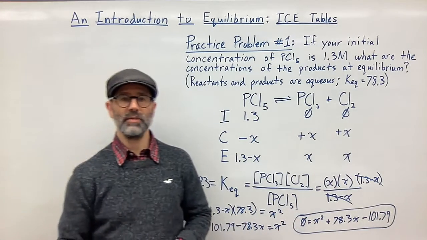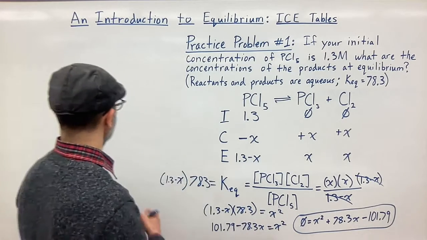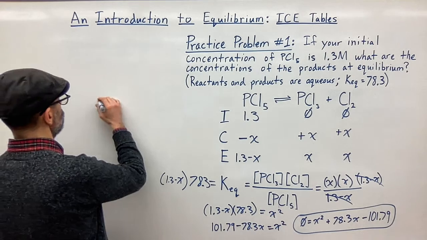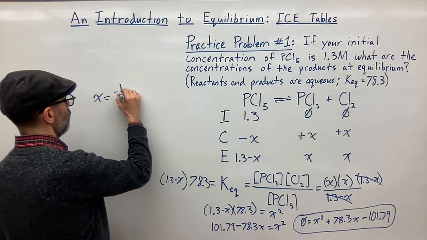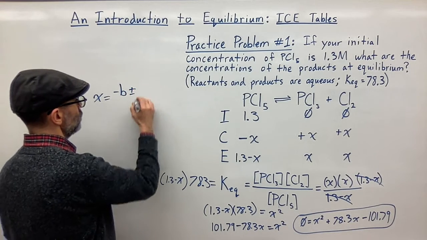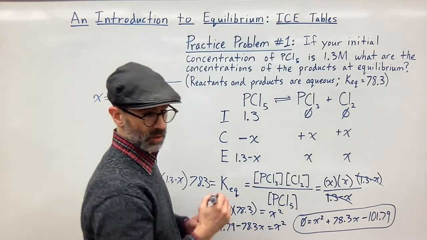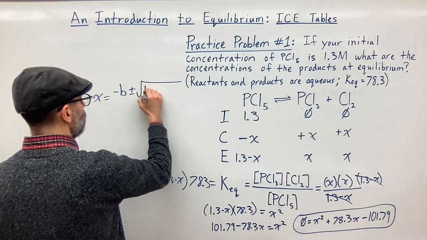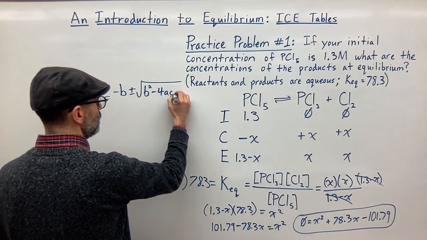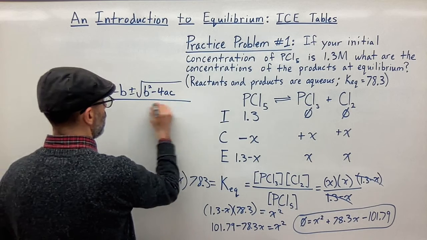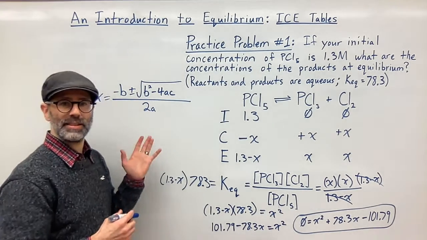And so here I have my quadratic equation, and I'm going to have to use my quadratic formula to solve for that. The quadratic formula, just to remind you, is that x is going to be equal to negative b plus or minus the square root of b squared minus 4ac, all divided by 2a.